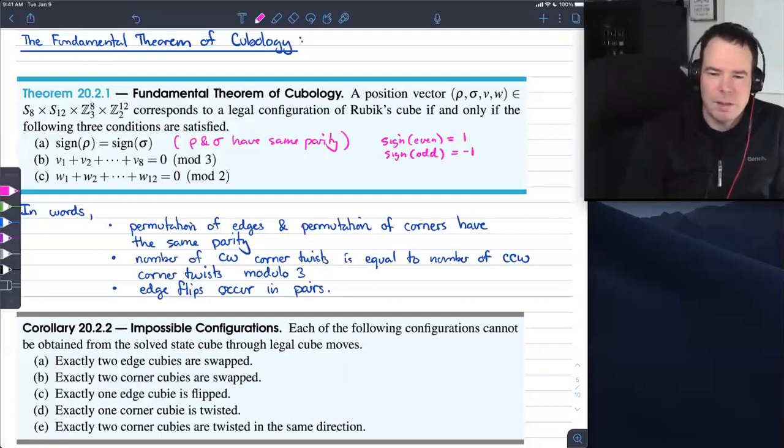The next part says that the sum of the orientations of the corners has to be 0 modulo 3. So it's got to be a multiple of 3. When you add up those components of the v vector, it's got to be a multiple of 3. And when you add up the components of the w vector, it's got to be a multiple of 2. In other words, this tells us, as I've written down below, permutations of edges and permutations of corners have the same parity. The number of clockwise corner twists is equal to the number of counterclockwise corner twists, mod 3. And the edge flips occur in pairs.